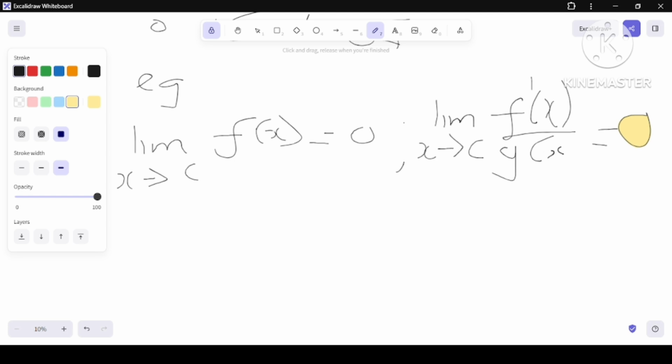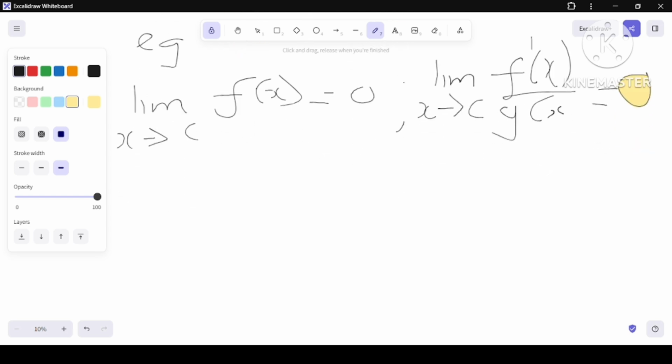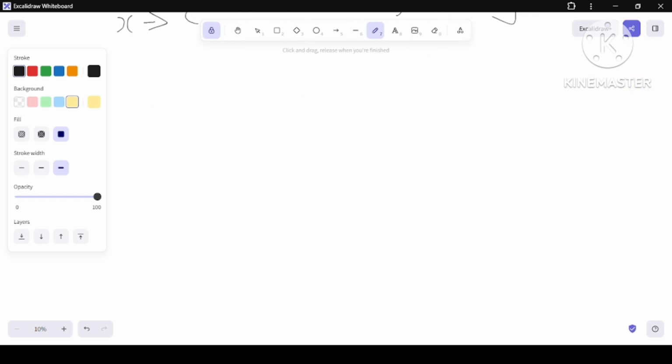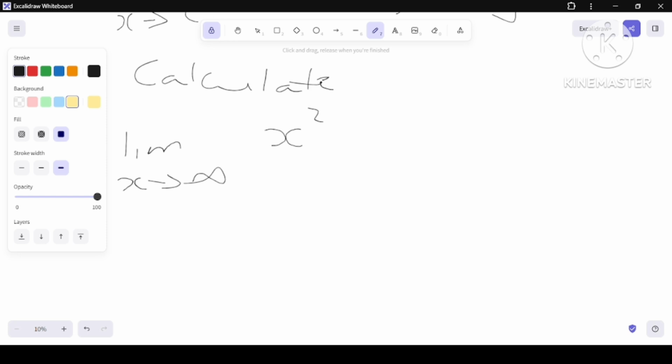So now let's go to giving examples with numbers. For example, let's say we are asked to calculate the limit as x approaches infinity of x squared all over e to the power of x.